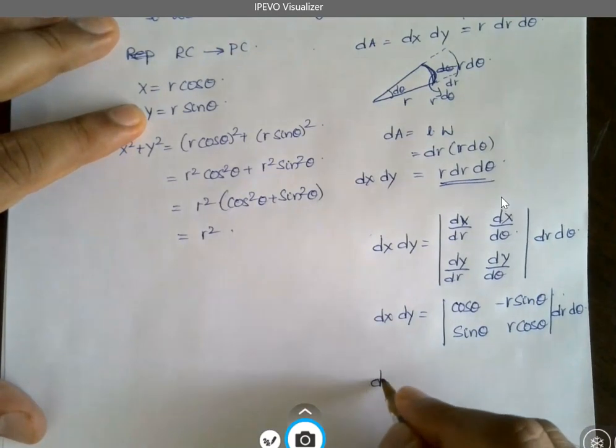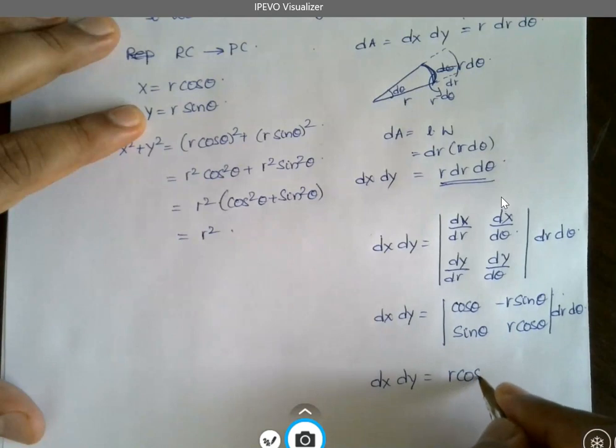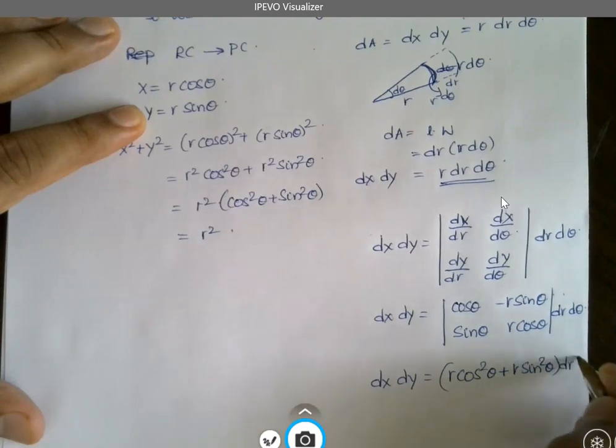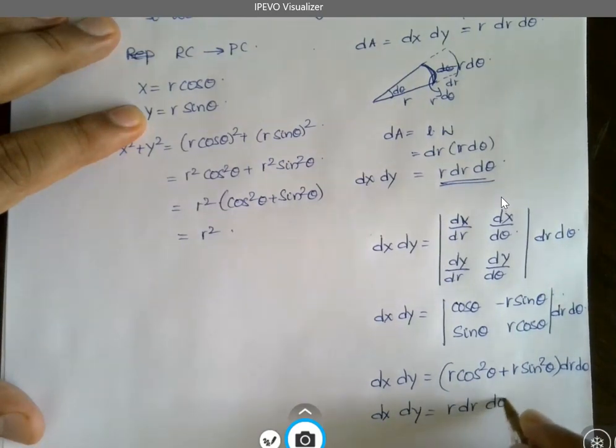So when you find the determinant, it's going to be a number, AD minus BC, so you get r cosine squared theta plus r sine squared theta, and that would really become dx dy equals r dr d theta. That's another way to look at it.